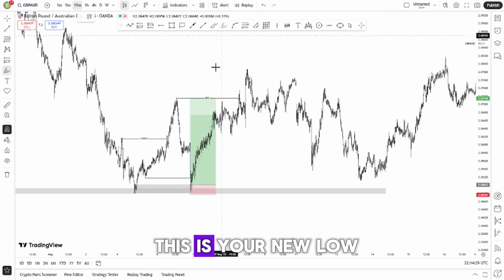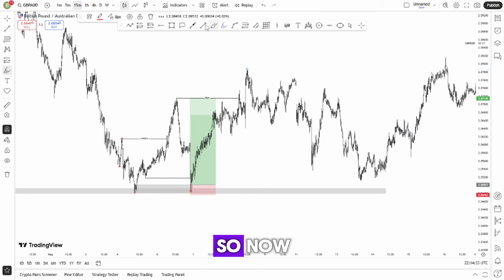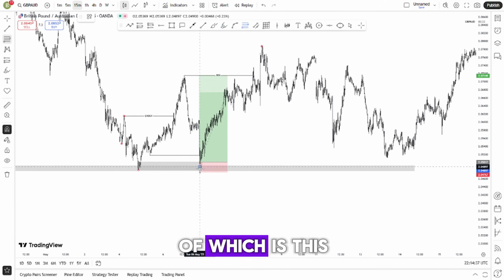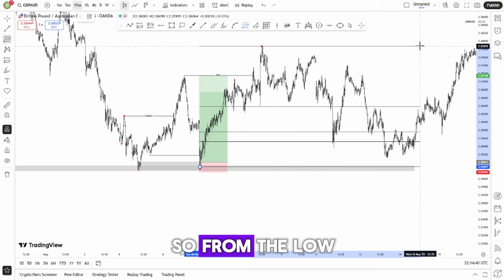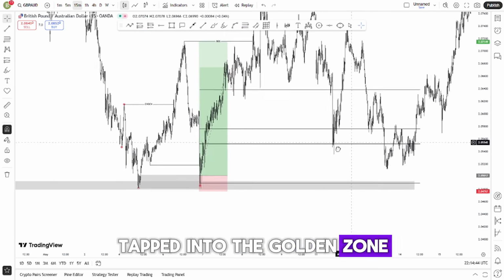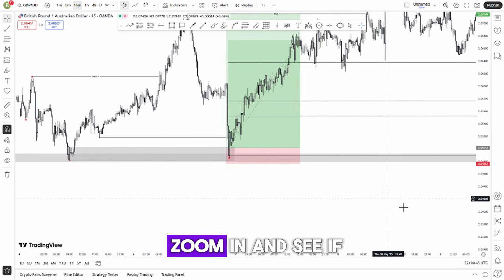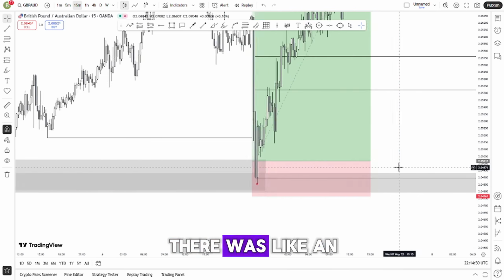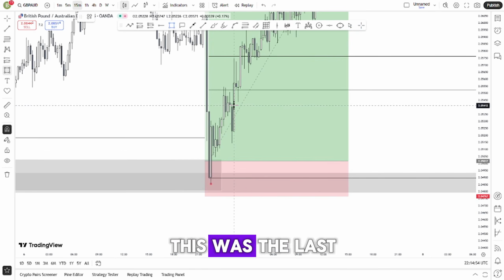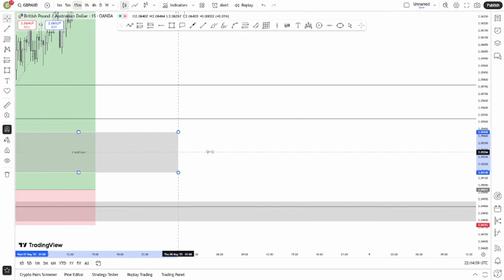So it means that this is your new low, then this is your highest point right there. So now you'll be looking for entries on the lower time frame, which is this one here. So from the low to the high, you can clearly see that the market tapped into the golden zone, pulled up nicely, then pulled back again. Maybe we can just zoom in and see if there was an area of interest. As you can see right here, this was the last area of interest around here, which is big, guys, to be honest.